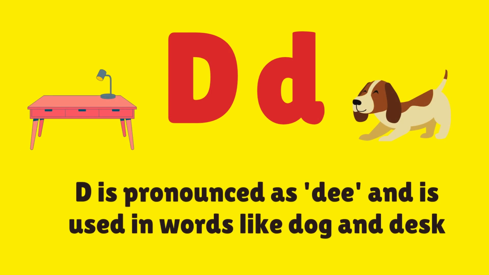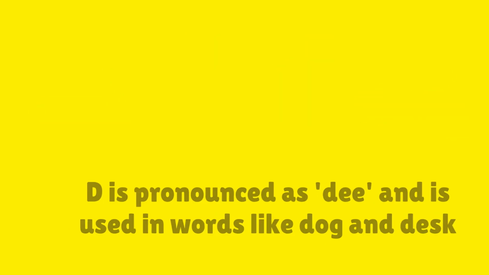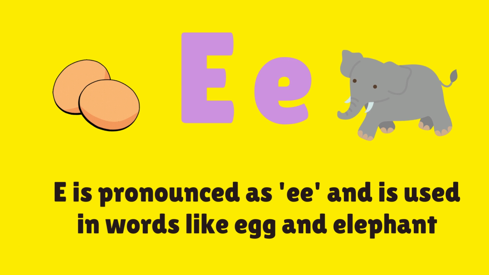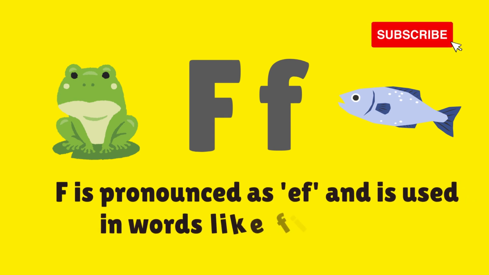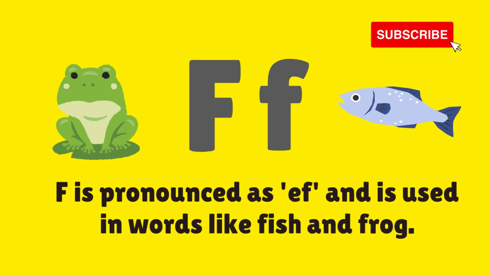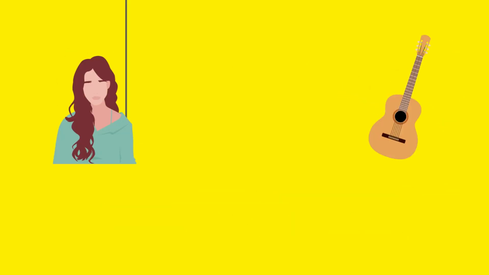D is pronounced as D, and is used in words like dog and desk. E is pronounced as E, and is used in words like egg and elephant. F is pronounced as F, and is used in words like fish and frog.